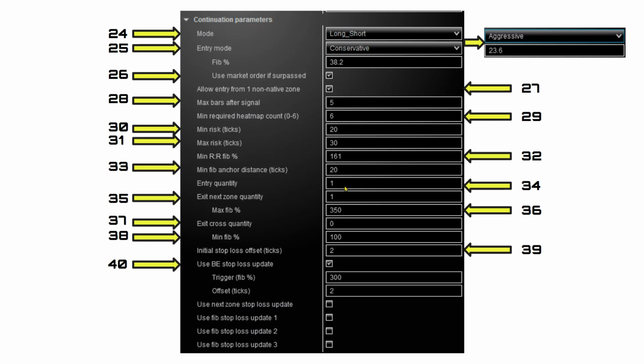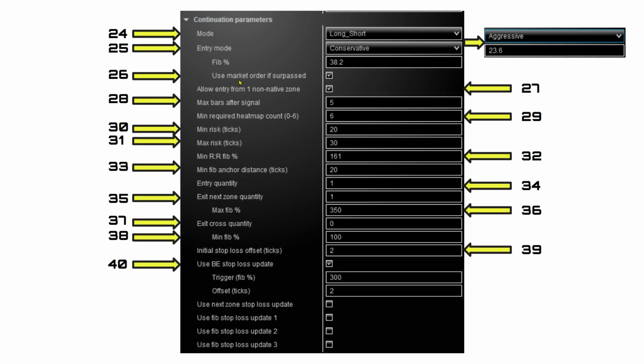So the next one is a continuation trade where it pushes through and just keeps going. Again, some of these things are the same, so we'll just go through them really quickly. Number 24 is the long or short. In this case, it's long and short. 25 is the entry mode, aggressive or conservative.